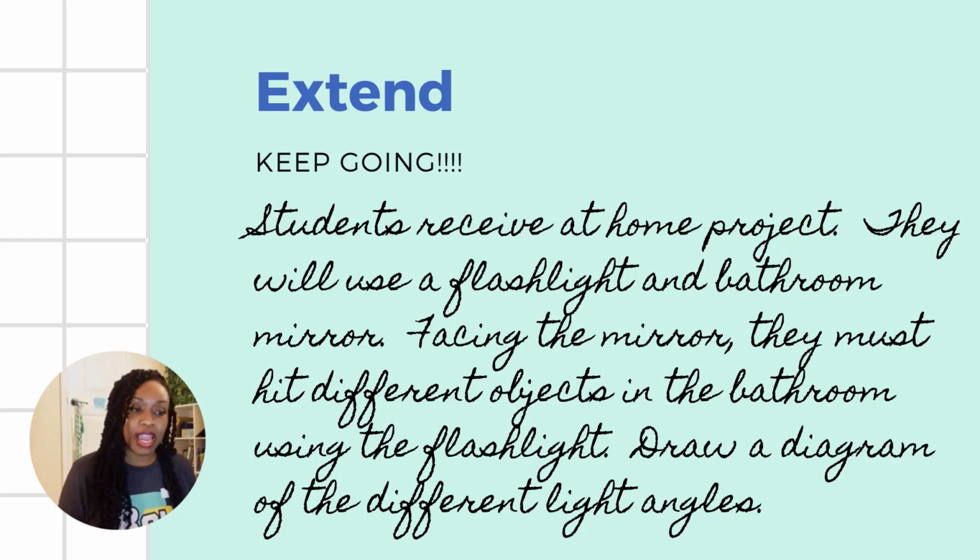So the students are at home. They will use a flashlight and their bathroom mirror, and they will face the mirror, and they're going to try to hit the target. They're going to try to hit something behind them in the bathroom using the flashlight. And then I'm going to have them draw a 2D diagram of their bathroom and use different angles or different arrows to show me how the light travels.